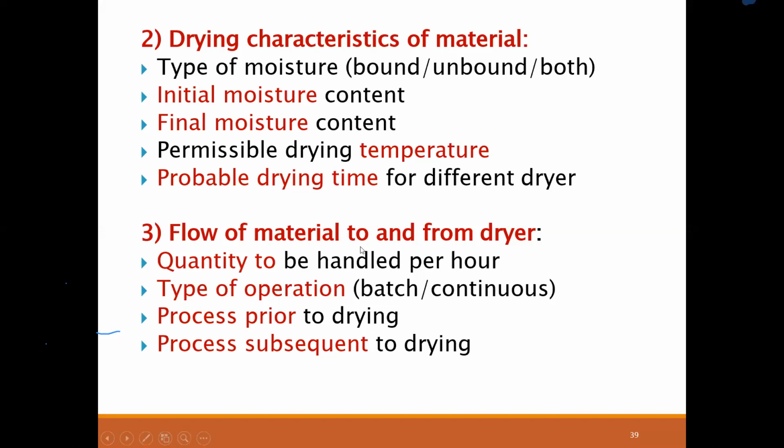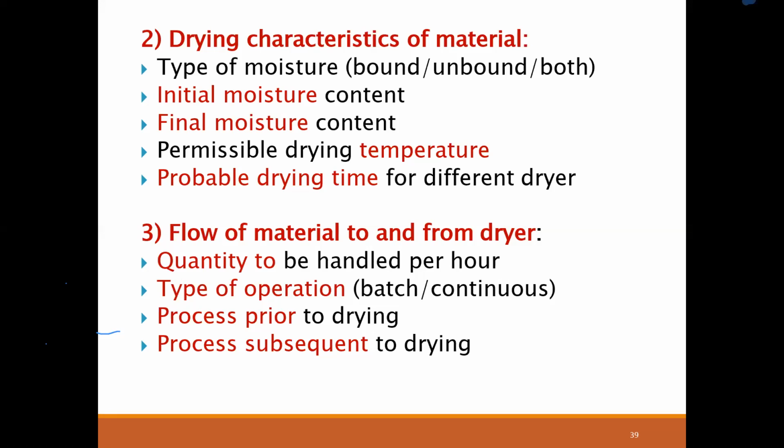Then the flow of the material and the quantity to be handled per hour, meaning how much quantity we have to dry. Right. If you want to dry 250 kg of material, which dryer is used? If you want to dry 500 kg of material, which dryer is used?